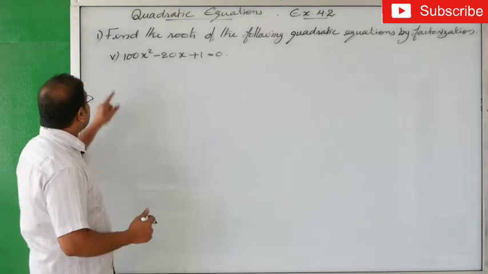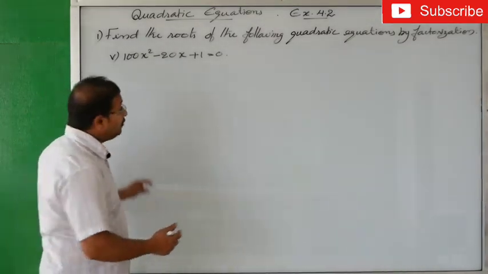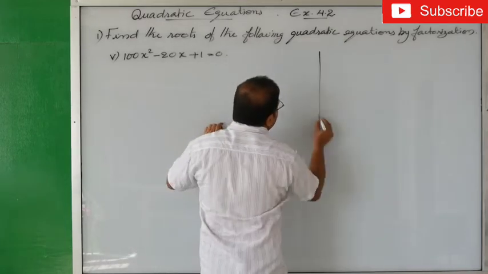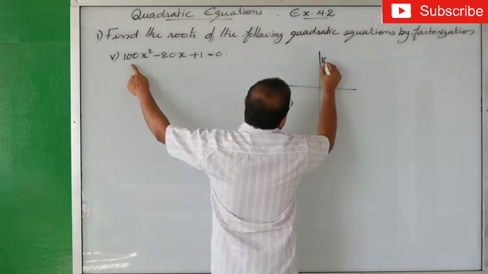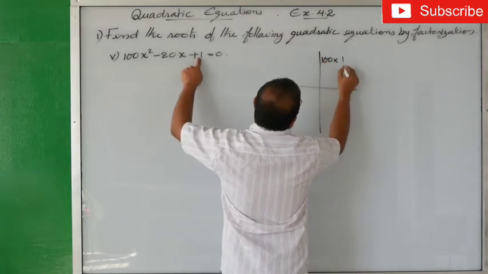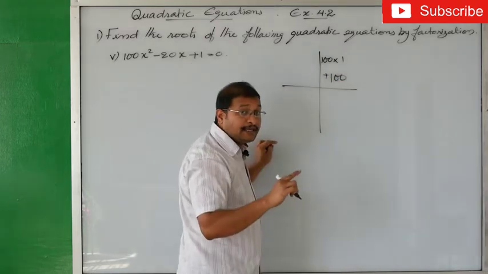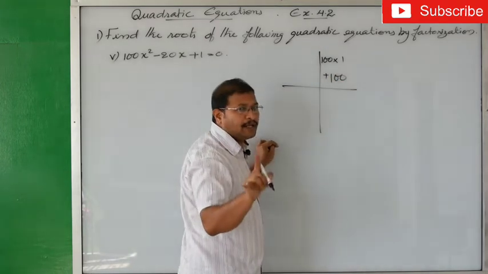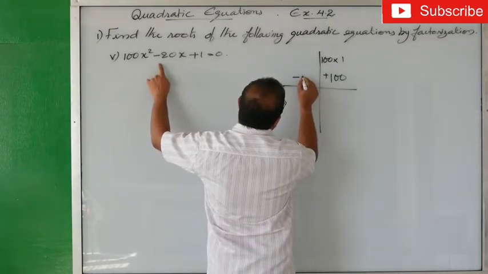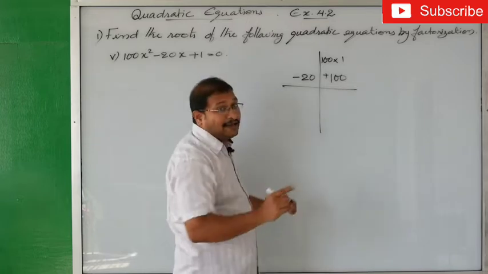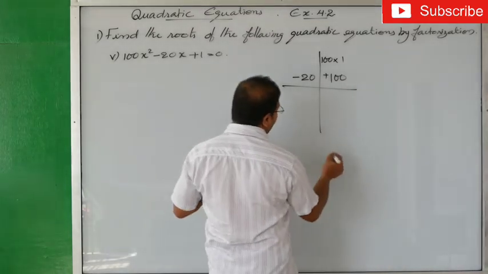Okay, see the next question, question number 5. 100x² minus 20x plus 1 equal to 0. So what will you do? Yes, we'll take the cross. 100 first, 100 into 1. So we'll get 100. So this is plus. Plus means both numbers will be plus, otherwise both numbers will be minus. Now the middle term is minus. That middle term minus means both numbers will be minus. Ready? Now, what will we do?